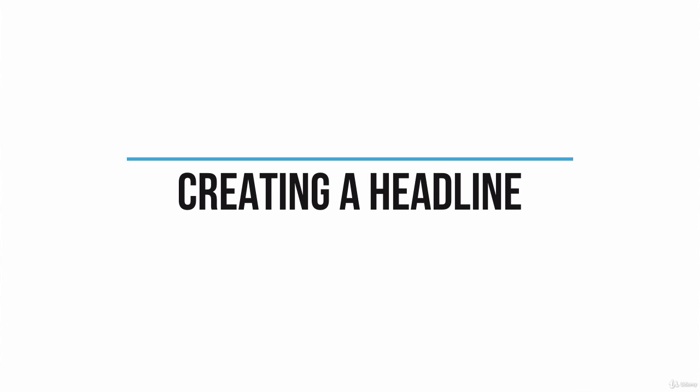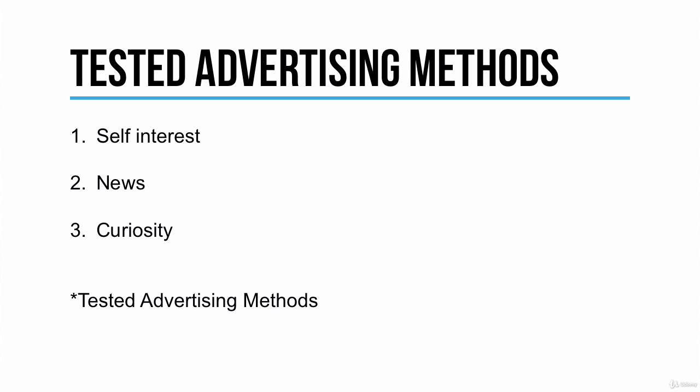In this video, we're going to go into detail about creating a great headline. There's this excellent copywriting book out there called Tested Advertising Methods, and it's really famous in the copywriting community. One of the most important insights from that book is that there are three main principles that make headlines effective, ranked in order of importance. Self-interest is by far the most important aspect that you can add to your headline to make it effective. The second most important is news, followed by the third most important, curiosity.